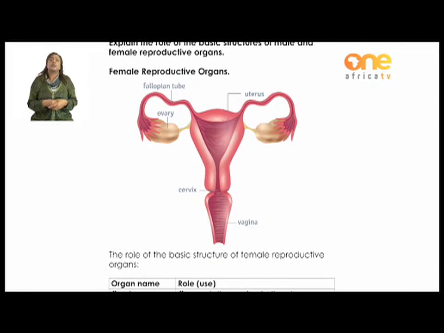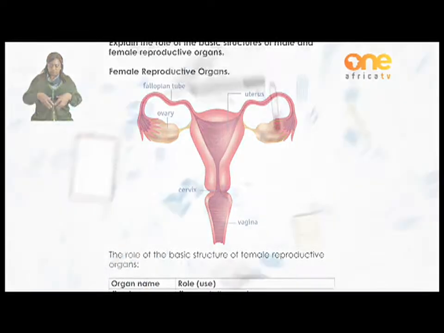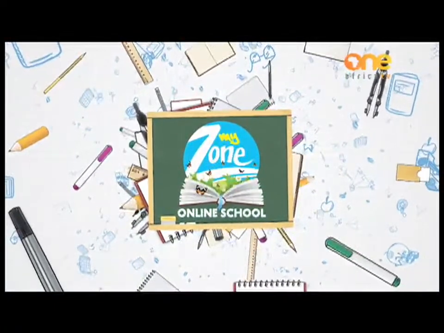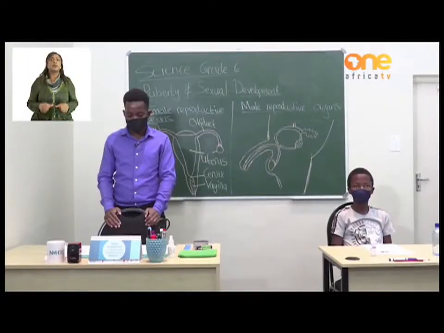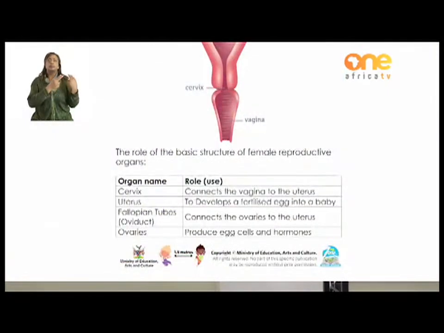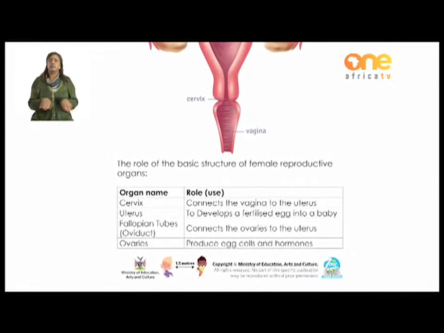The role of the basic structures of female reproductive organs. Let us discuss what it is that they do. Let us now look at the role of the basic structures of the female reproductive organs. Right at the bottom of page 19, you have a table that shows us the organ name as well as its role or use.